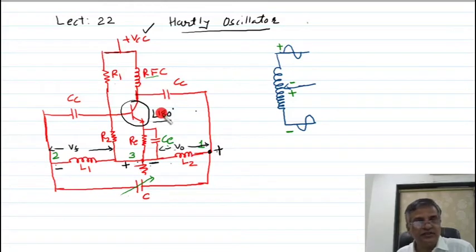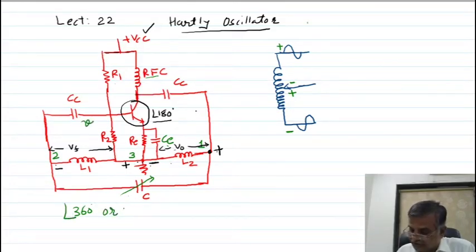180 degree phase shift is introduced by the common emitter amplifier, this is the amplifier circuit, and 180 degree phase shift is introduced by the tank circuit. As a result, a total phase shift of 360 degrees is obtained, or you can say 0. So there is a 0 phase shift between the feedback voltage and VI voltage. Hence, the condition of the positive feedback is obtained. Total phase shift required is 0 degree or 360 degree.